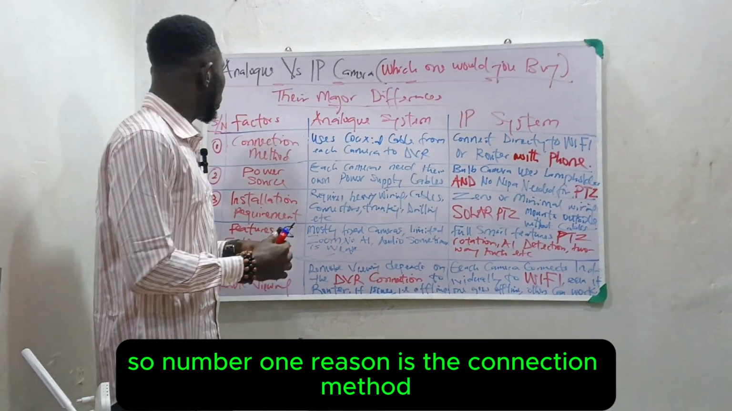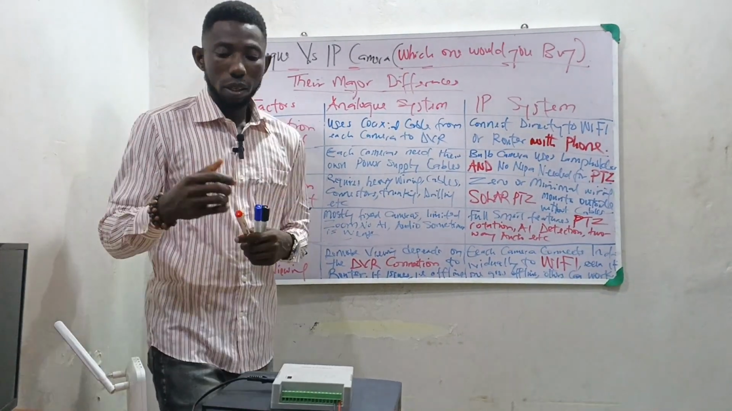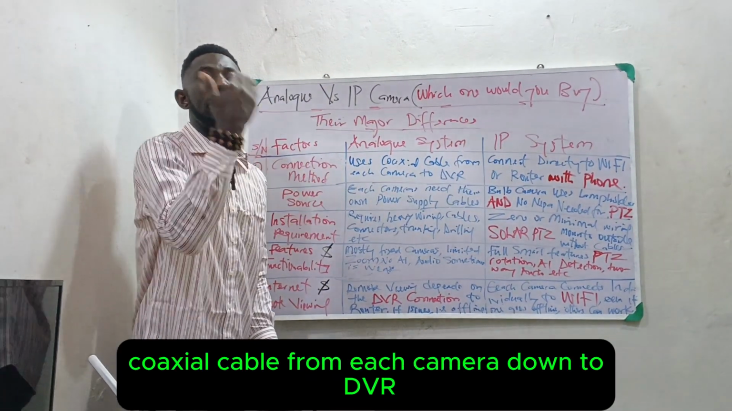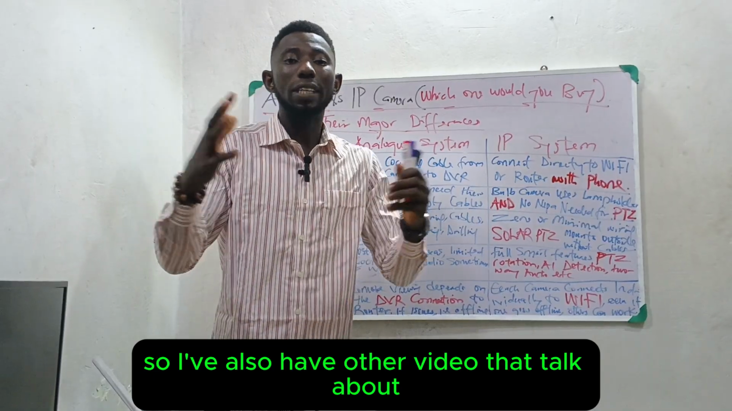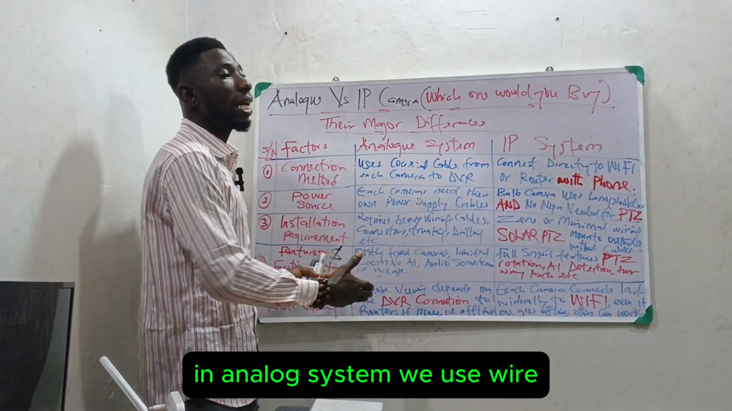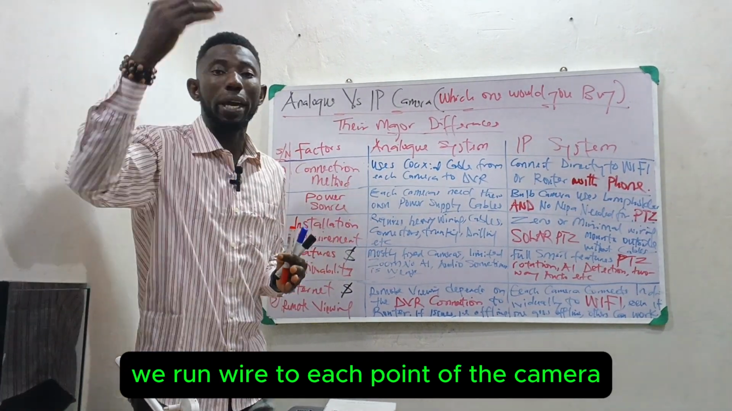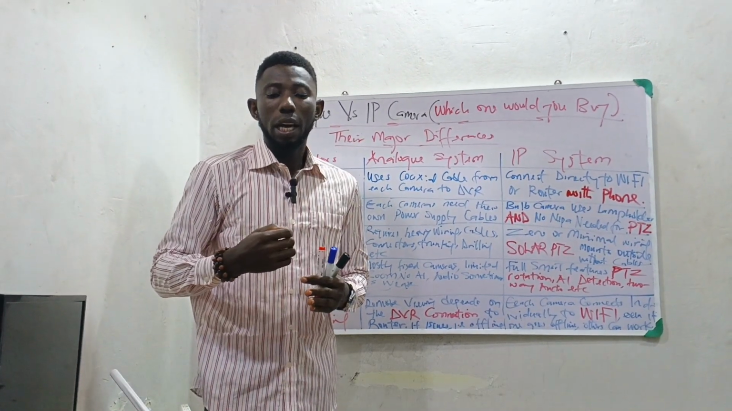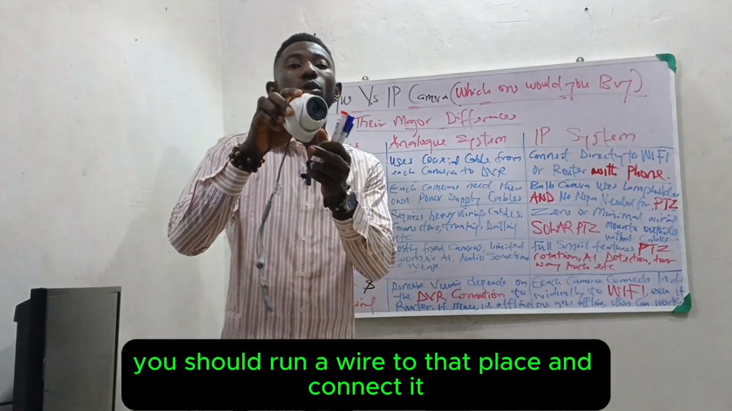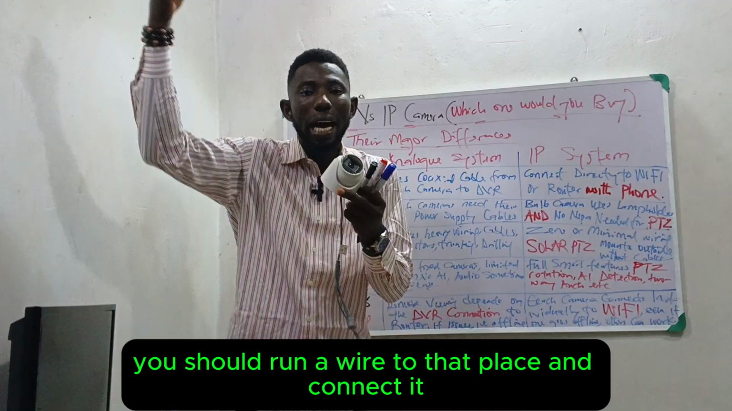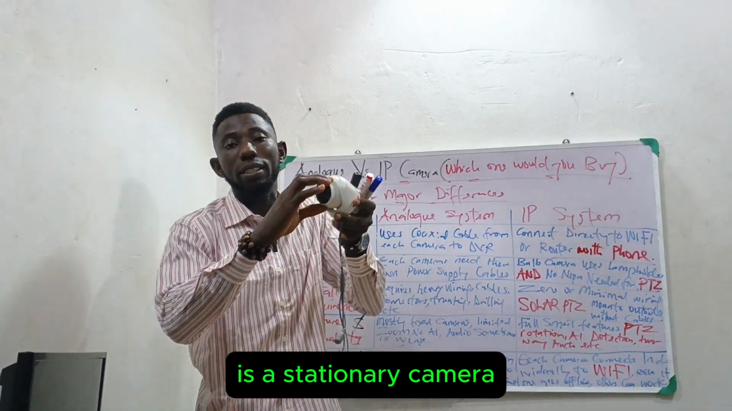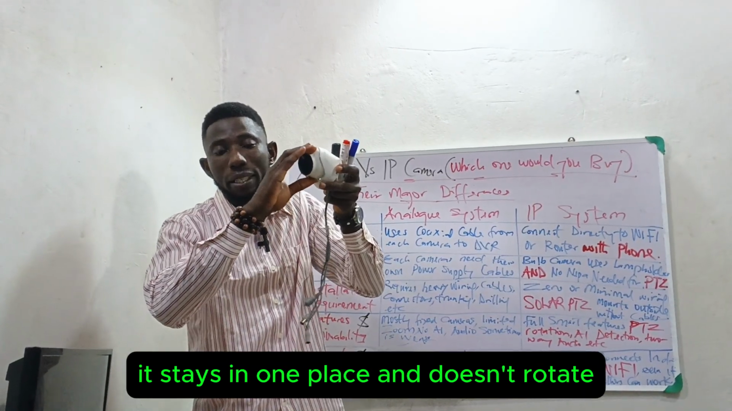So number one is the connection method. In the analog system, we make use of coaxial cable from each camera down to the DVR. I've also had other videos that talk about installing the camera from one point to the other. In the analog system, we use wires. We run wires to each point of the camera. For any camera that you install in an analog system, like this kind of camera, wherever you install it, you should run a wire to that place and connect it. Install this camera there. And this camera does not rotate. It's a stationary camera, stationed in one place.